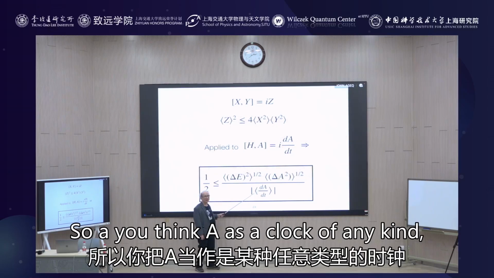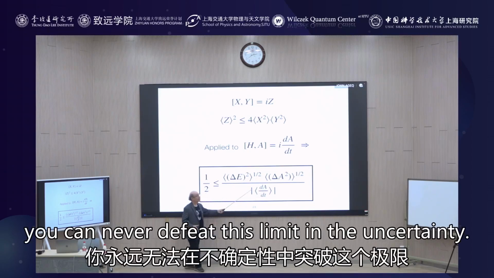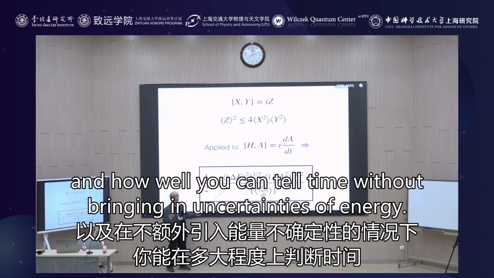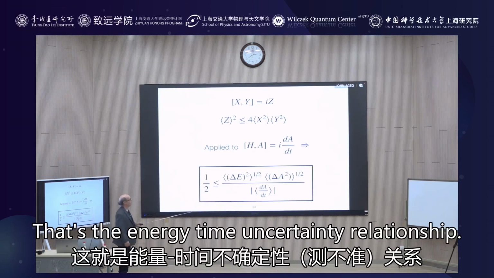So you should think of A as a clock of some kind, of any kind. But whatever kind of clock you use, you can never defeat this limit in the uncertainty in how well you can tell time without bringing in uncertainties in energy. Okay? So that's the energy-time uncertainty relationship.